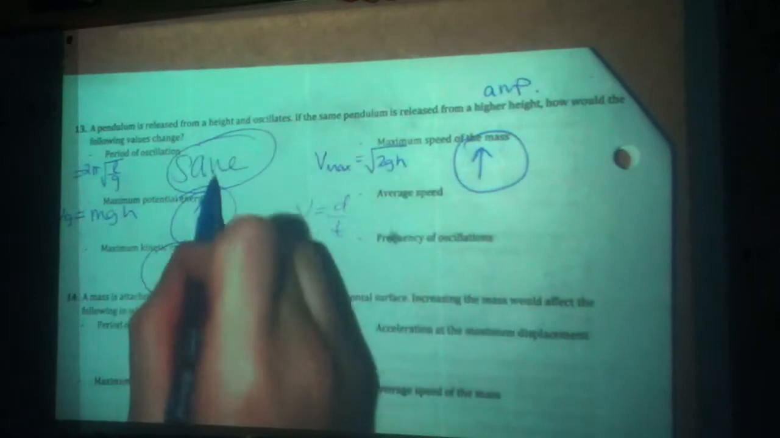Average speed is distance over time. So we know that it's the same time, but think about if I have a pendulum that goes from here to here versus a pendulum that went from like here to here.